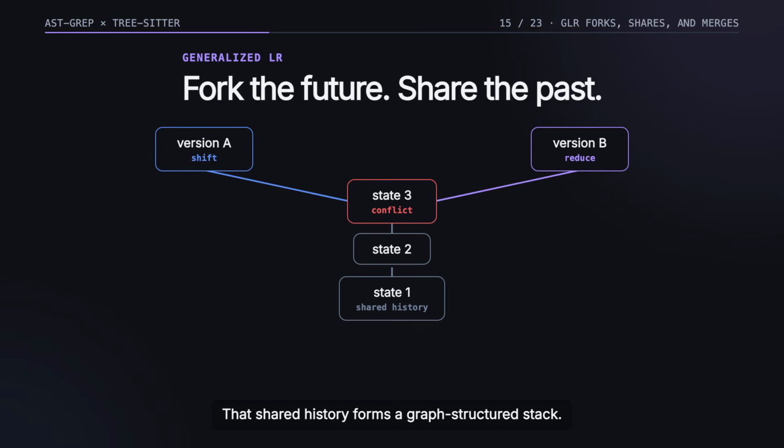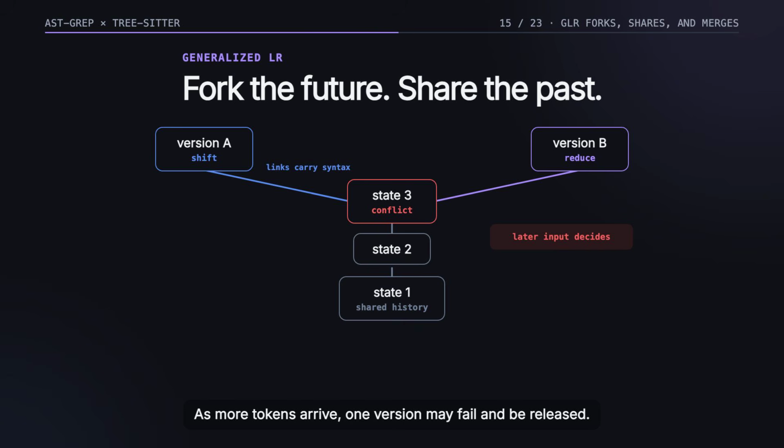That shared history forms a graph-structured stack. Separate heads point backward into common nodes. Links between nodes carry the syntax recognized on each step. As more tokens arrive, one version may fail and be released. Several may remain valid. Compatible versions can also merge when they reach the same state and position with equivalent recovery and scanner state. GLR is what lets Tree-sitter handle genuine ambiguity without copying the entire parser history for every choice.